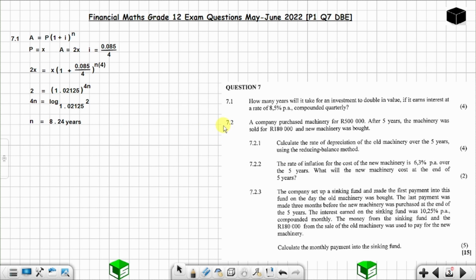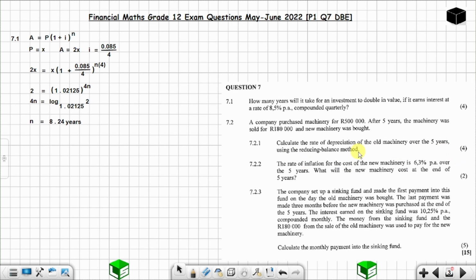Now let's move on to question 7.2. A company purchased machinery for 500,000 rand. After 5 years, the machinery was sold for 180,000 rand and new machinery was bought. Question 7.2.1: Calculate the rate of depreciation of the old machinery over the 5 years using the reducing balance method. This question is 4 marks.